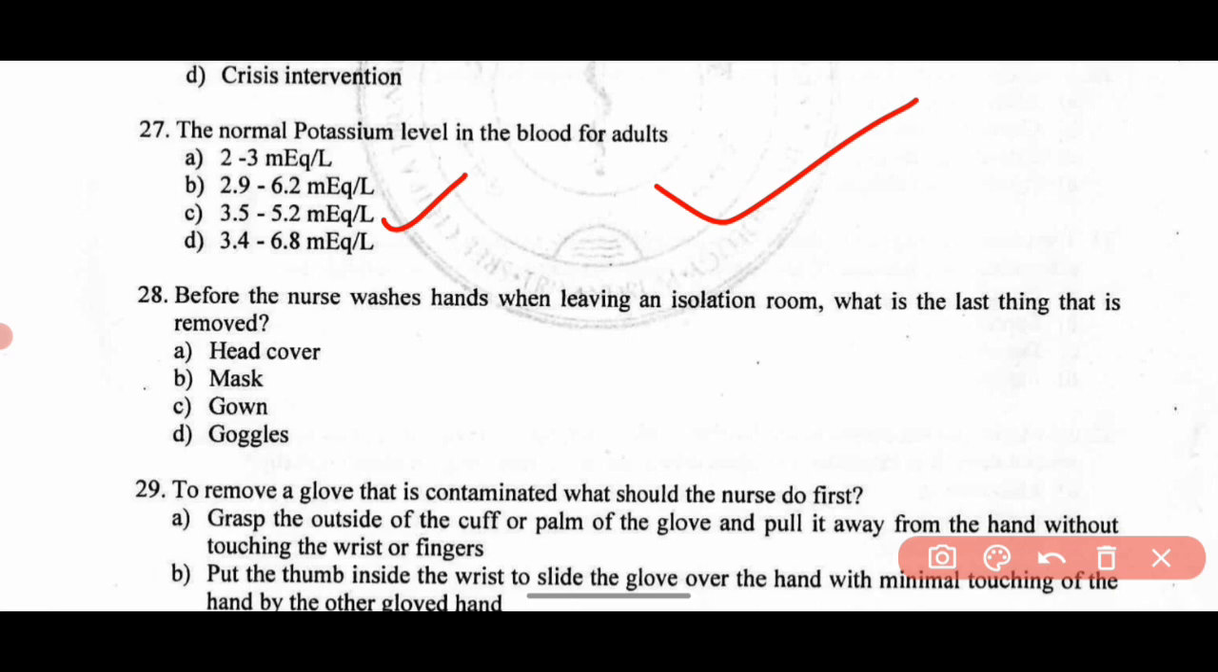Many students are making mistakes. Even though they know the answer, they know the value 3.5 to 5, they know the value in numerical number, but what is coming after the value, there they are making a mistake. Whether it is milliequivalents per liter or milligram per liter, there they are creating the mistake. So always sodium potassium values will be there in milliequivalents per liter. That you have to remember.